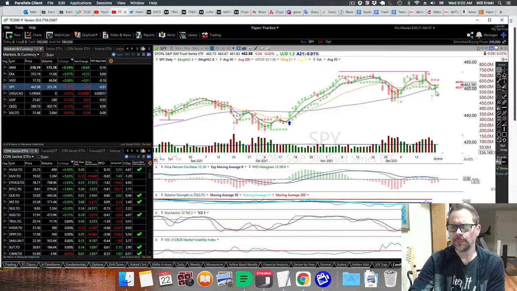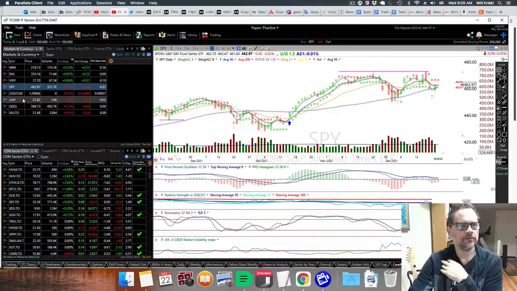S&P, you're above the 50, but you've got this red volatility stop. You did have a bit of a recovery here, and the momentum is below, hasn't crossed over. So I wouldn't probably get in right now. I just don't like the looks of all this stuff.